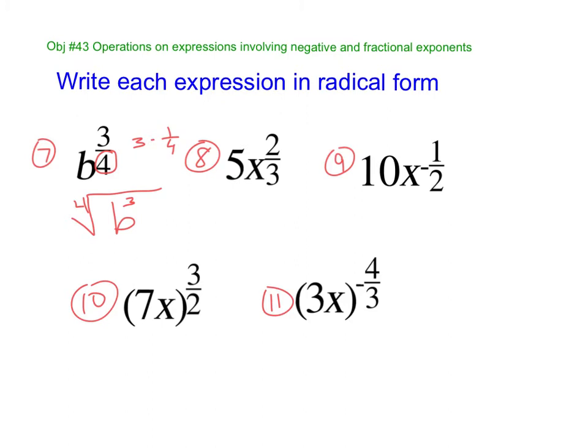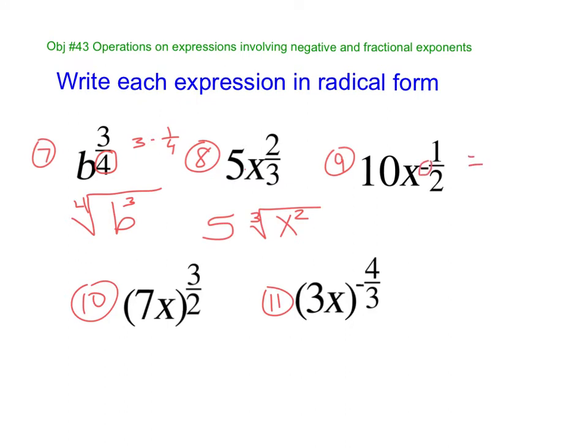All right, so how about number 8? So that 5 is just chilling in the front. And then I have my root. The index is the 3, and x squared. So 5 times the cubed root of x squared. All right, 9, we're getting a little more difficult. What do you think we have to do there?